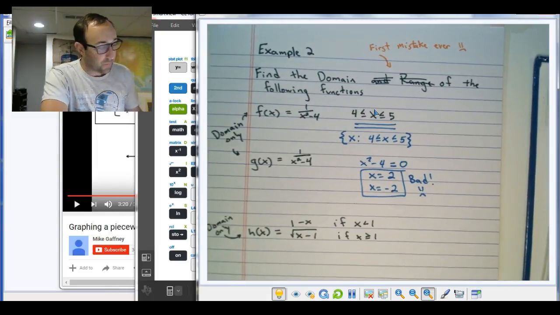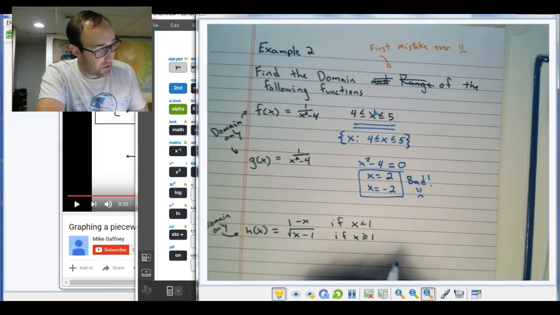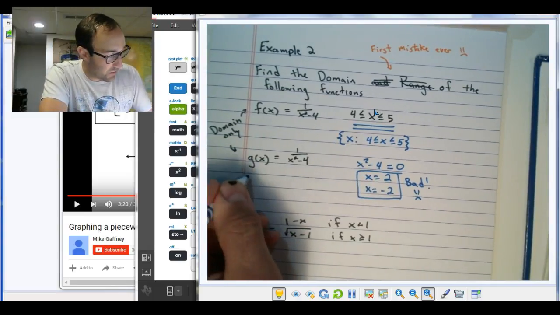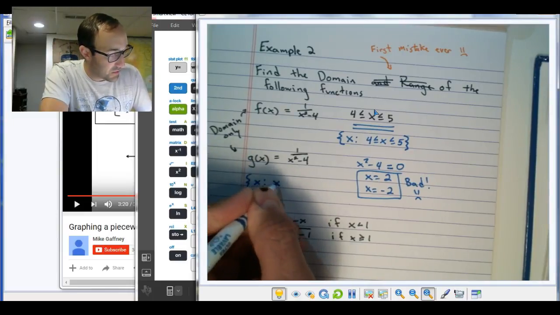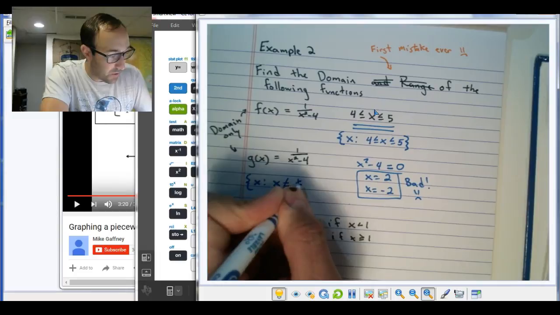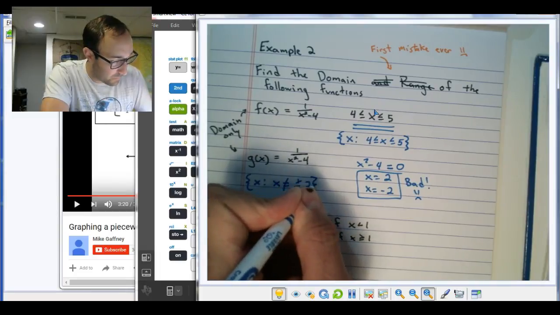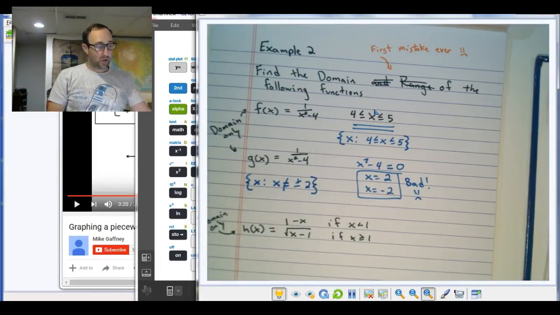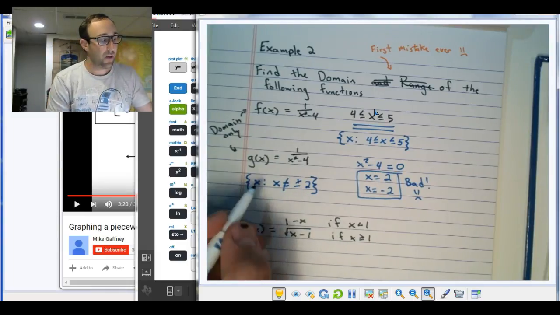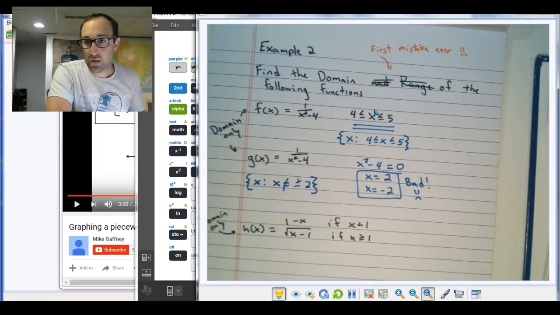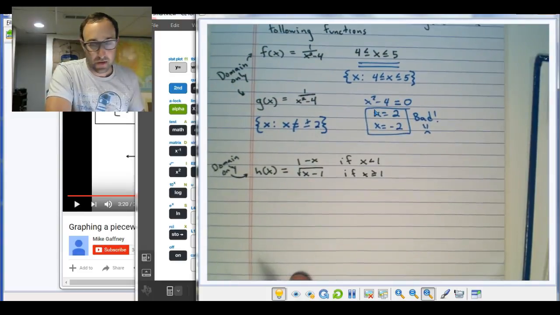Frowny face. Alright, so what we're going to say is that for the domain x, we can say that x cannot equal plus or minus 2. Now you could say it could equal everything but plus or minus 2. That takes a long time. So instead, why don't we just say it excludes those two. Alright, so now let's look at the last one.